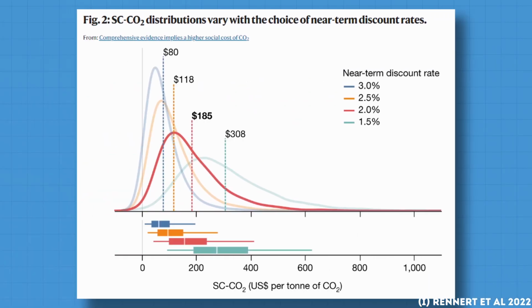The discount rate matters a lot because here, for example, you can see that if they had used a 3% discount rate, then the mean social cost of carbon goes down to $80 per tonne of CO2. Or if it's 1.5%, it goes up to $308. I still need to explain what actually goes into the damages number.